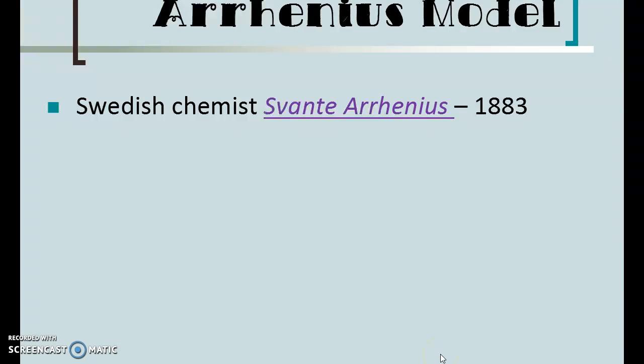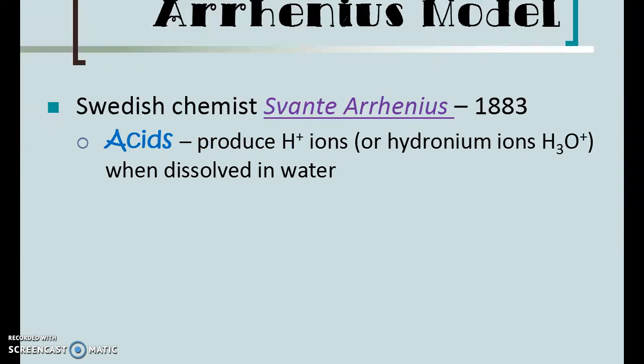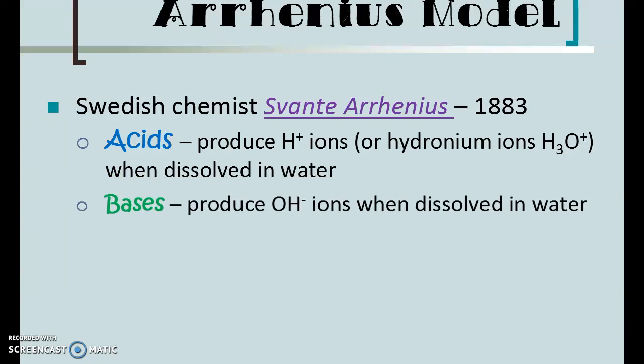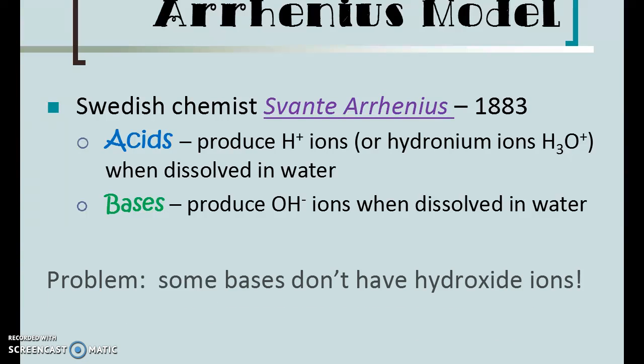Okay, so there's two models. There's the Arrhenius model, and then there's the Bronsted-Lowry model. So, the Arrhenius model states that acids produce H+ ions when they're dissolved in water, and that bases produce hydroxide ions when they're dissolved in water. Those are beautiful definitions, but they certainly have their limitations, because the problem is that some bases don't have hydroxide ion as a part of their formula, but they're still considered a base. So this model was limited, even though its early explanations were very true.